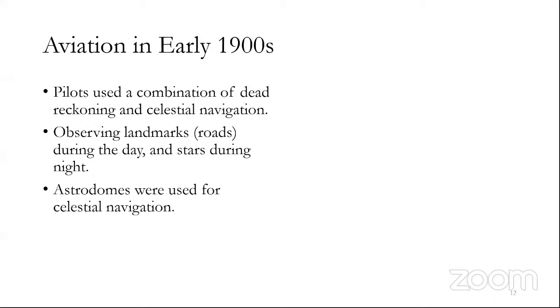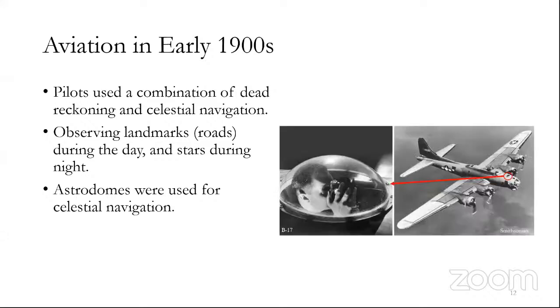One of the tools they had was called an astrodome, for example, as we can see in the right image. This is a B-17 bomber, 1939, and the astrodome is a transparent semi-sphere that is used by a navigator to navigate using celestial navigation. Now, of course, because of the use of dead reckoning and celestial navigation, there were a lot of accidents and fatalities. So people were looking into a more accurate navigation system.